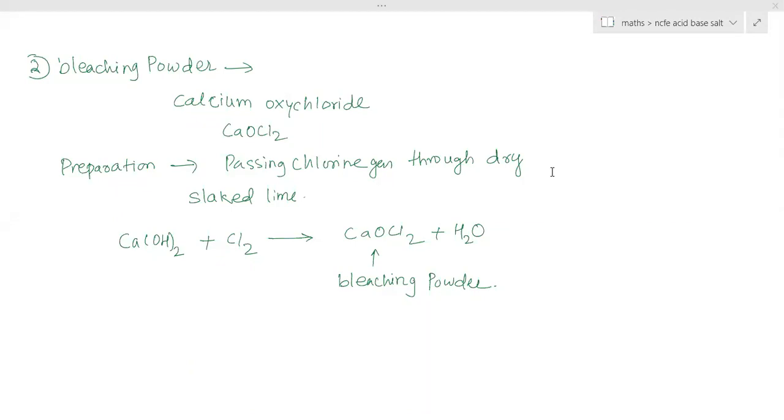That happens when this calcium oxychloride, bleaching powder, is dissolved in water, or even in some other substances like sodium hydroxide. When it combines, it gives out chlorine gas, and this chlorine gas combines with the colored pigment. The color is due to the pigments or color components that are there. Chlorine combines with those color components and converts them into some other form. So due to that, the dyes do not have the same color. Those get converted into some other form.